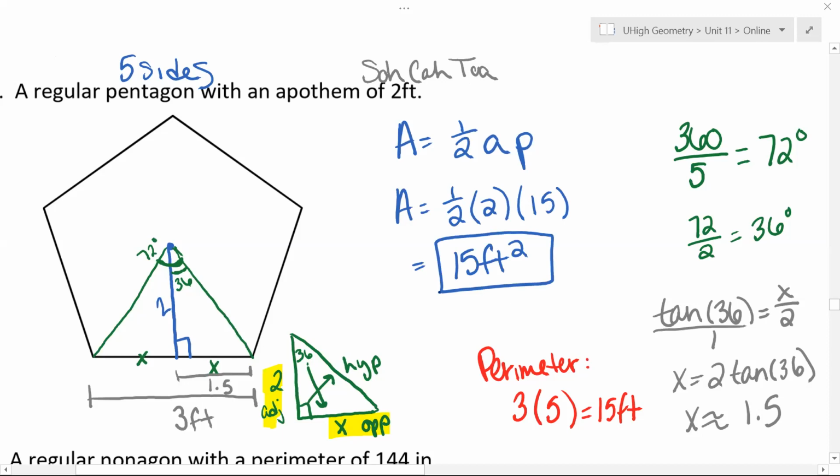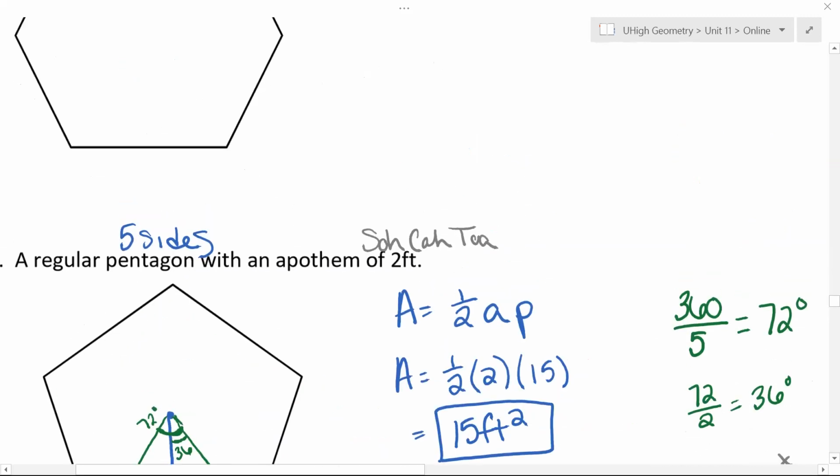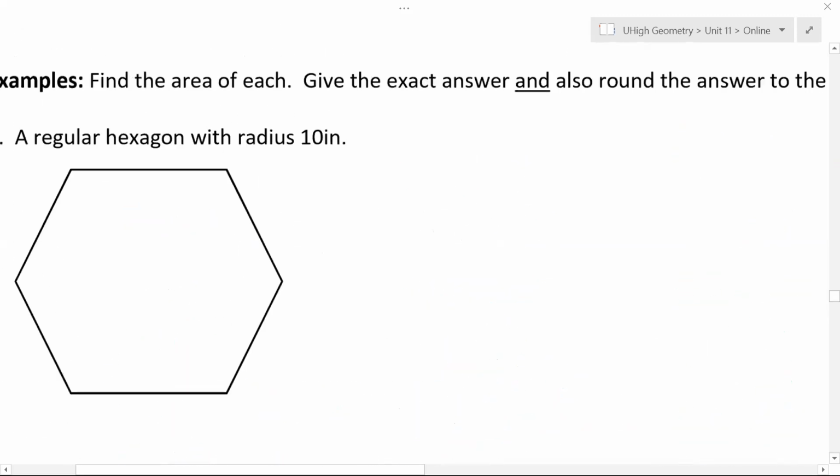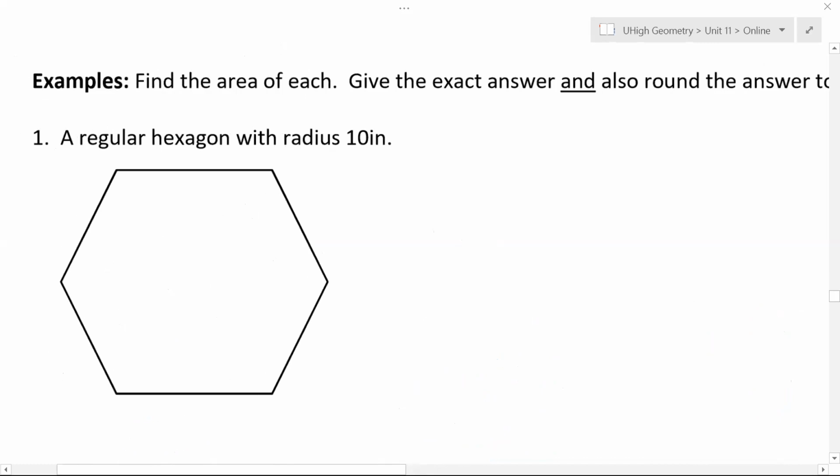So I know this is a lot, but we are kind of combining all of those different ideas together: that idea of trig, finding those central angles, and those new definitions. So let's try another one. A regular hexagon with a radius of 10 inches. So I'm going to draw my radius. So I have a center, and I'm going out to one of my vertices. And I know that this is 10 inches.